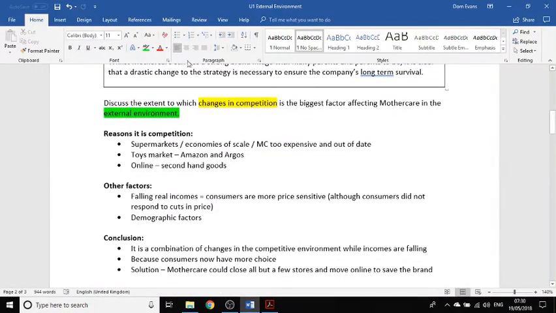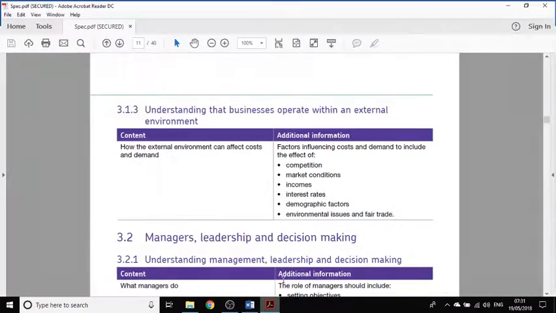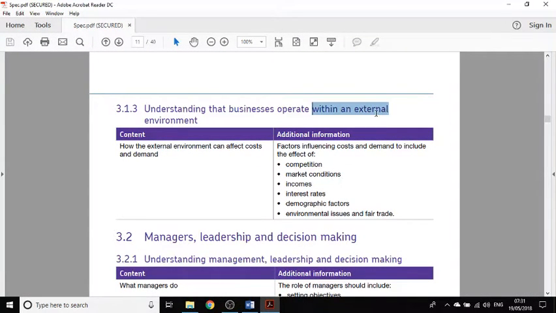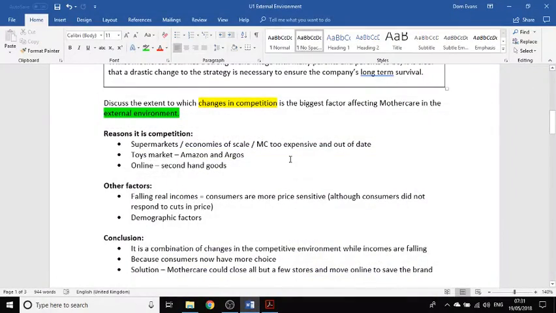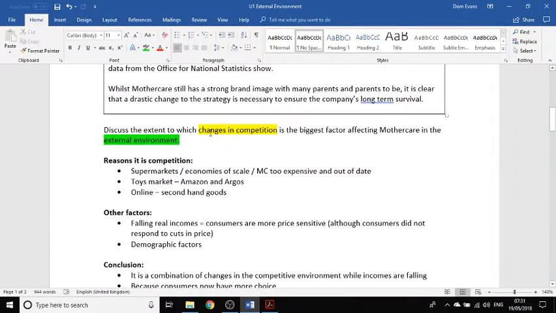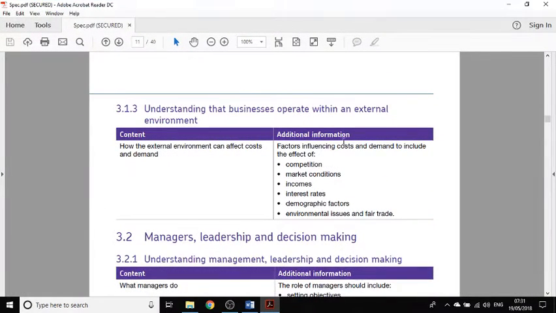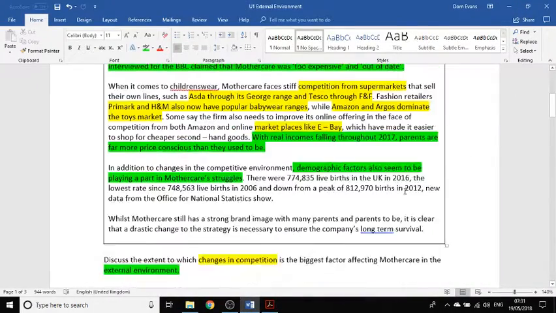Okay, so the question I'm going to look at is: discuss the extent to which changes in competition is the biggest factor affecting Mothercare in the external environment. Okay, so competition is one of the factors that could affect Mothercare in the external environment. So when I'm reading this case study, I'm going to be looking for and highlighting in yellow reasons it is changes in competition, and then looking out for other factors in the external environment that might be affecting Mothercare. And these are the factors that are listed here. So you need to be on your toes and know the specification to look out for any other factors that are mentioned in the case study.